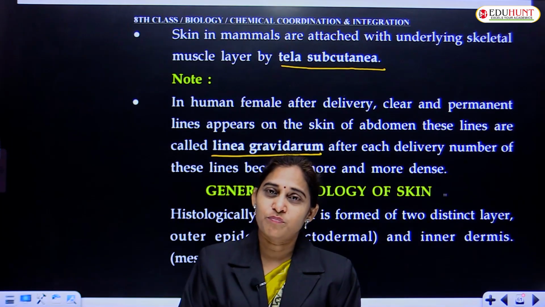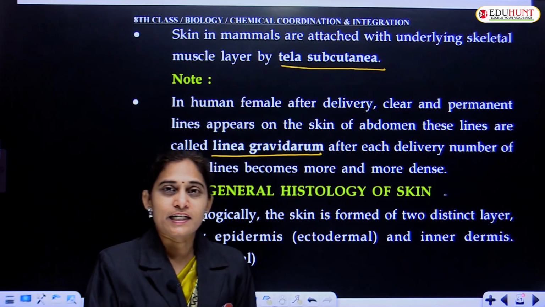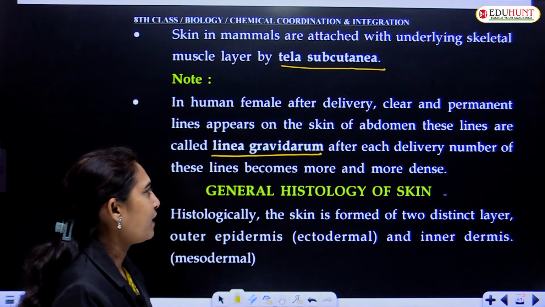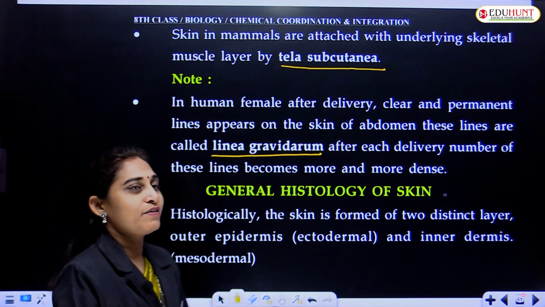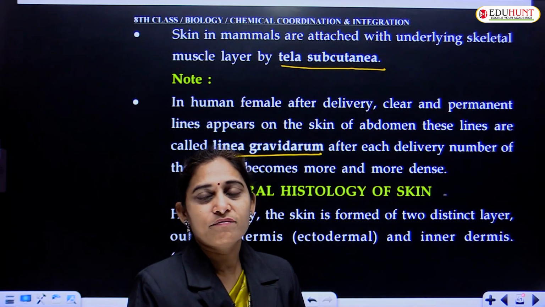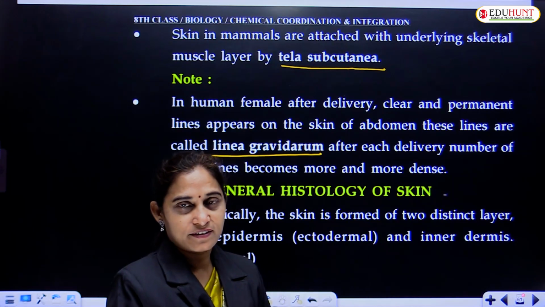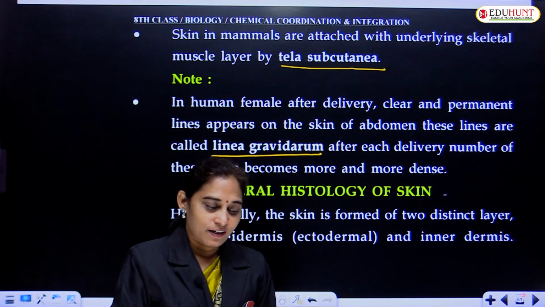So these stretch marks are the lines developed after delivery in women at the abdominal region. These are called linea gravidarum. Linea gravidarum are the lines developed by women after delivery. These become deep and denser after the number of deliveries.